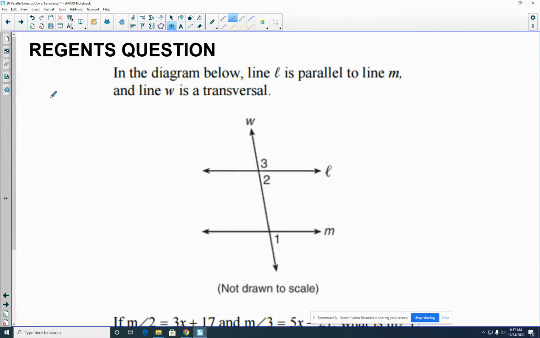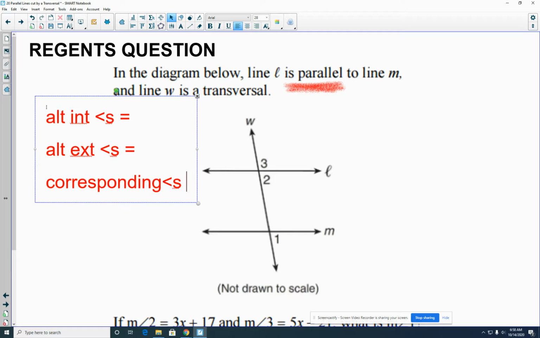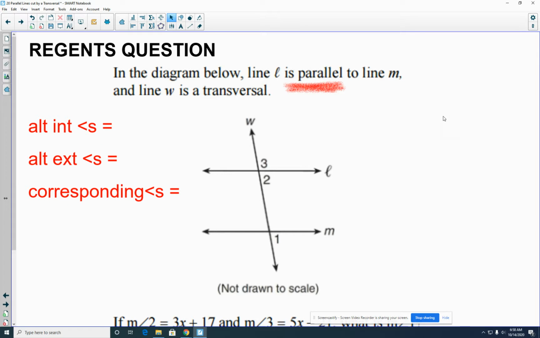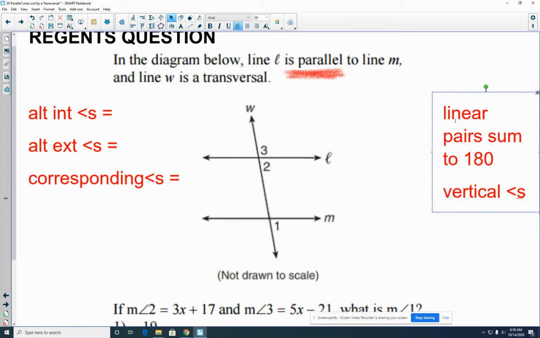All right, number 2. Now they're telling us that the lines are parallel. So all the relationships that we know, I'm just going to run through them quickly. That means alternate interior angles are equal. Alternate exterior angles are equal. That means corresponding angles are equal. That means that we could have a linear pair, right? Now, I'm not going to put them over here. These deal with parallel lines. We also have linear pairs come to 180. And we also have vertical angles are equal.